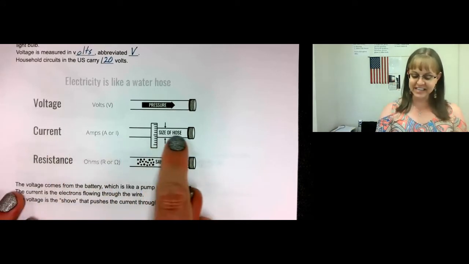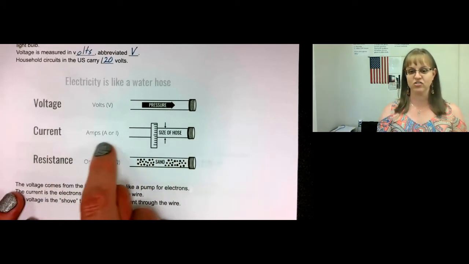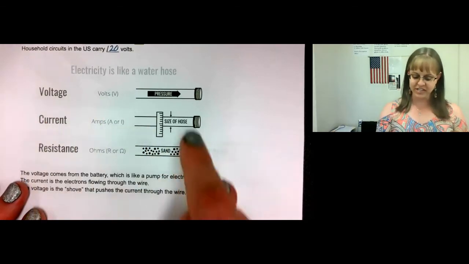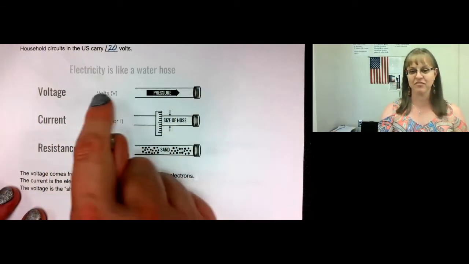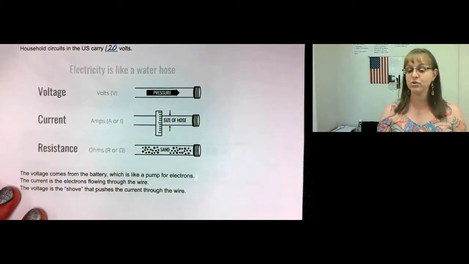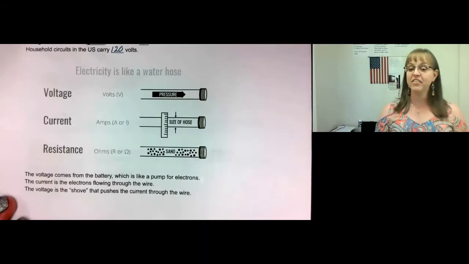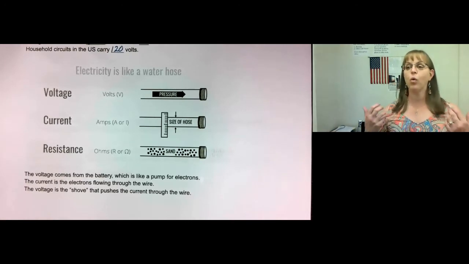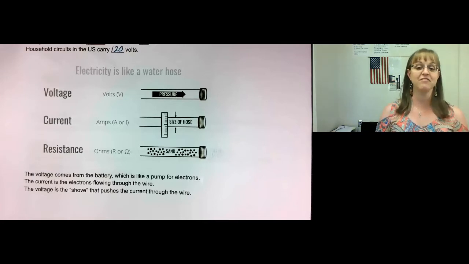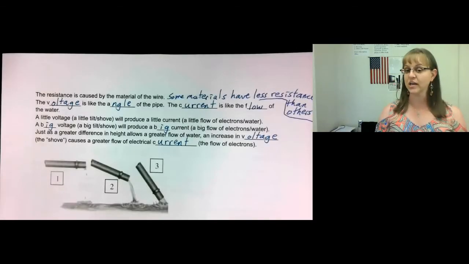So electricity is kind of like water in a water hose. The current is the flow of electrons. The voltage comes from the battery, which is like a pump for the electrons. It's like the electrical pressure pushing the electrons through. Then the resistance is what opposes the motion of the electrons. Every material has some resistance, even a metal wire. Metal wires obviously have far less resistance than other materials, but they still have some resistance. So the resistance is actually caused by the material the wire is made of.